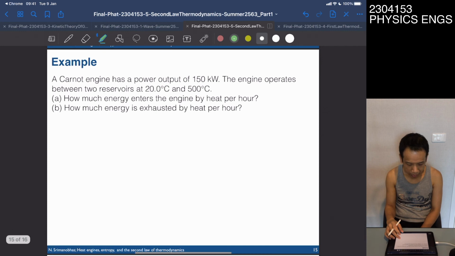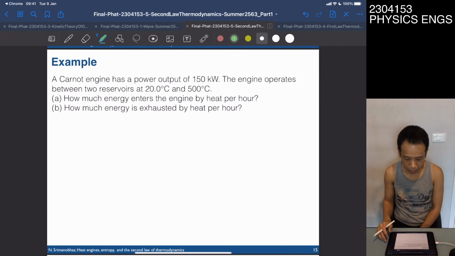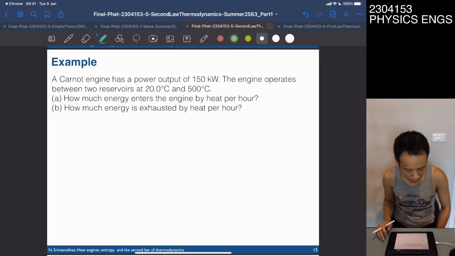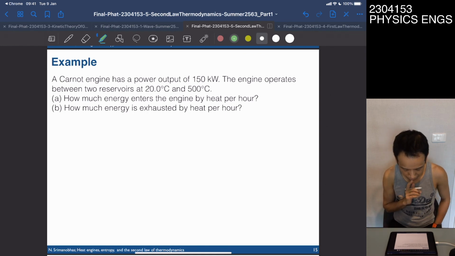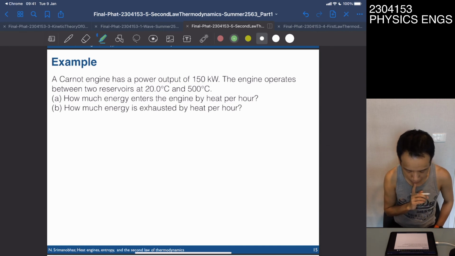Okay, an example before we finish this recording, and then we continue the remaining topic in the next recording. In this example, we have a Carnot engine with a power of 150 kilowatts. The engine operates between two reservoirs at temperatures of 20 and 500 degrees centigrade. The question is how much energy enters the engine by heat per hour, and how much energy is exhausted by heat per hour.